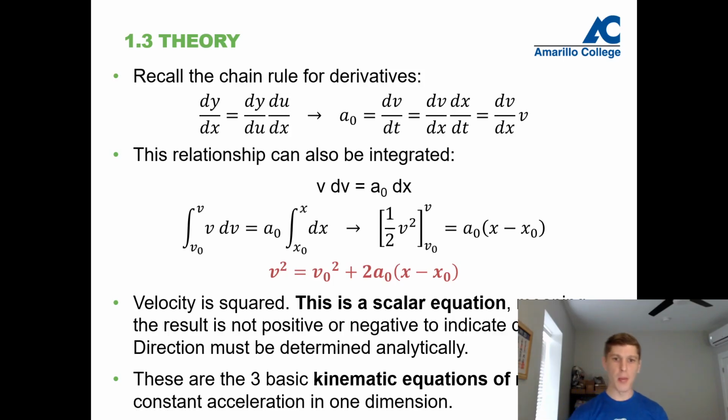A couple things I want to point out about this particular equation that we need to remember. In this equation, velocity is squared, so when you're solving for a final velocity, for instance, you will end up taking a square root. If you take the square root of anything, plus or minus are possible answers. So you have to analytically determine the sign of your velocity based off of the problem. This is a scalar equation. It gives you a magnitude of velocity. It does not give you a direction.